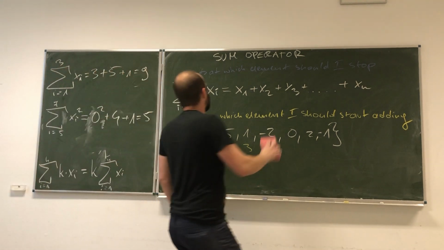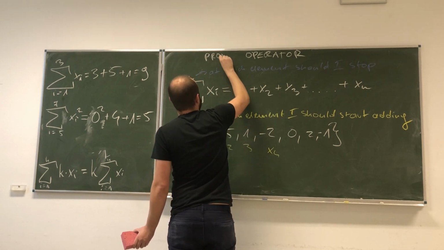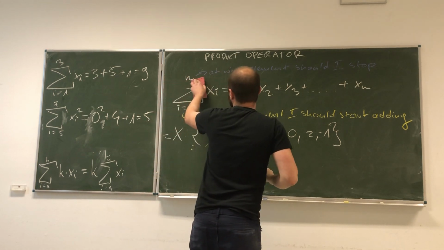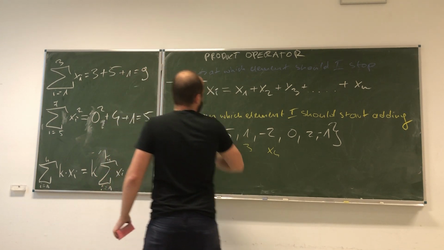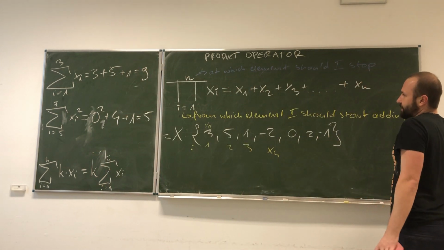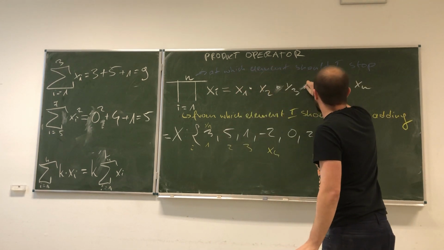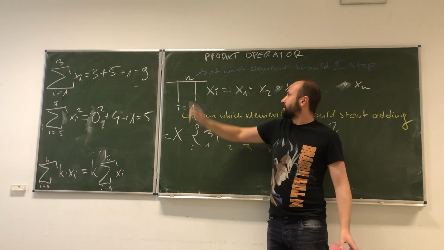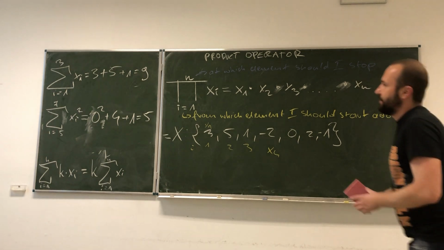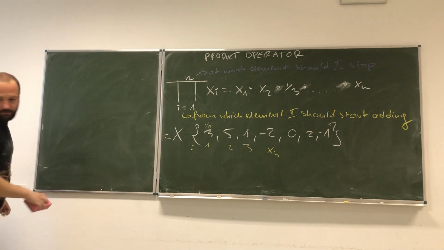Okay, then the next operator we are going to do is called the product operator. And for this one, we use the capital letter pi. And look, the only difference is that now, instead of adding, we are told to multiply all the elements. Besides that, everything stays the same. This tells you where you should start, where you should finish. Okay, so let's just do one more example over here, and I think we're done.